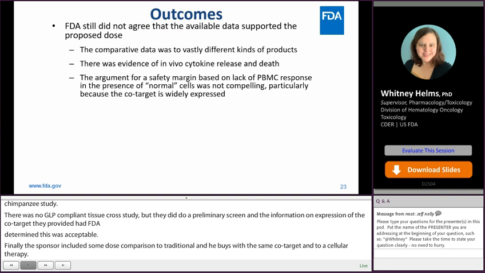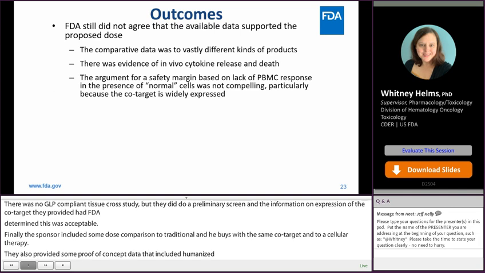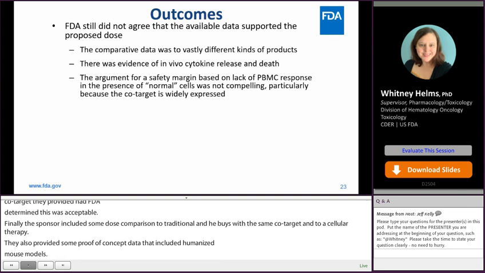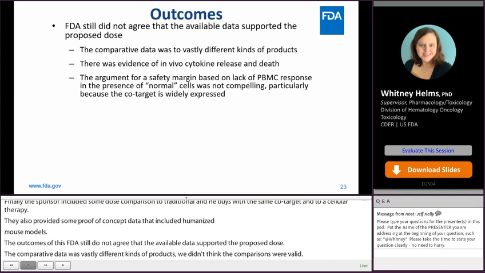So the outcomes of this: FDA still did not agree that the available data supported the proposed dose. The comparative data with the vastly different kinds of products, we didn't think the comparisons were valid. There was evidence of in vivo cytokine release and death in the proof of concept studies that they provided, which was very concerning.